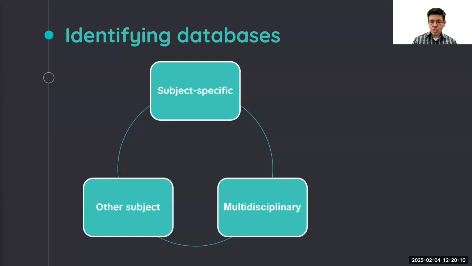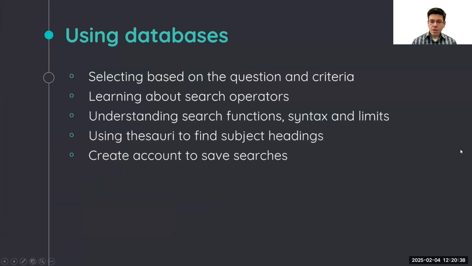In addition to the subject-specific ones and the multidisciplinary ones, there's also other subject databases that might be helpful in fields that might be tangentially related. So for instance, in our example for class sizes, we might also want to include psychology databases, maybe sociology databases, or even general social sciences databases like the International Bibliography of the Social Sciences, just to name a few. So the databases often need to be selected in relation to the question and also to the inclusion criteria.